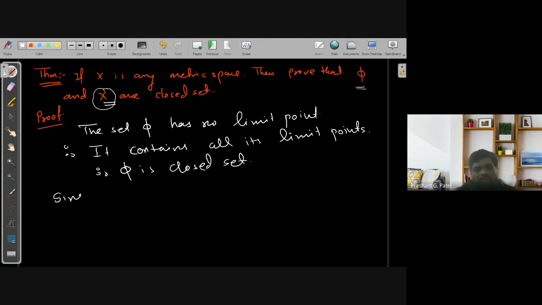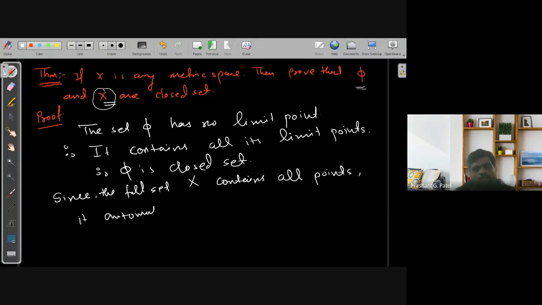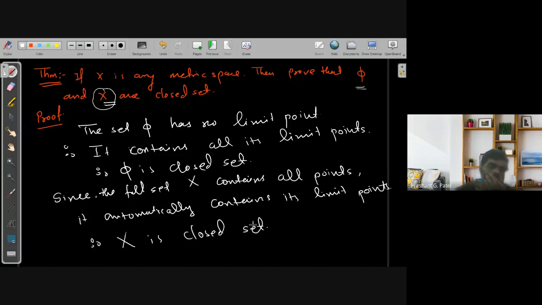We can write: since the full set X contains all points, it automatically contains its limit points. Therefore, X is a closed set. Okay. So the entire set X is a closed set and the empty set is a closed set.